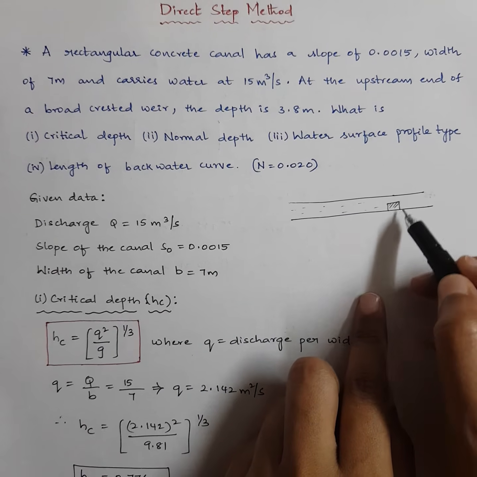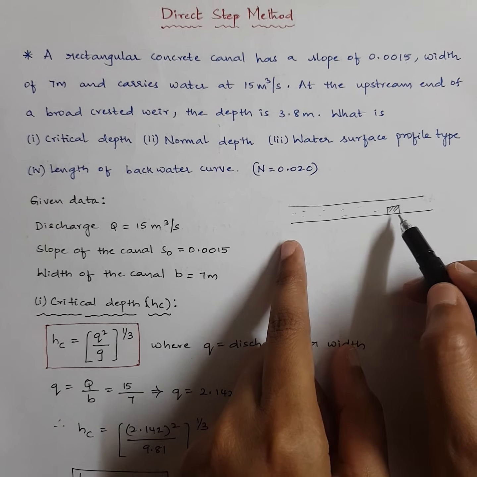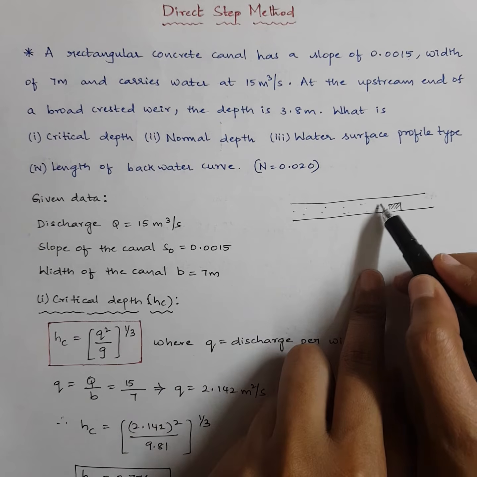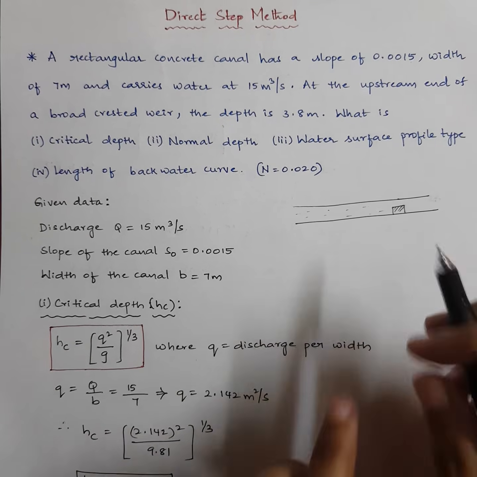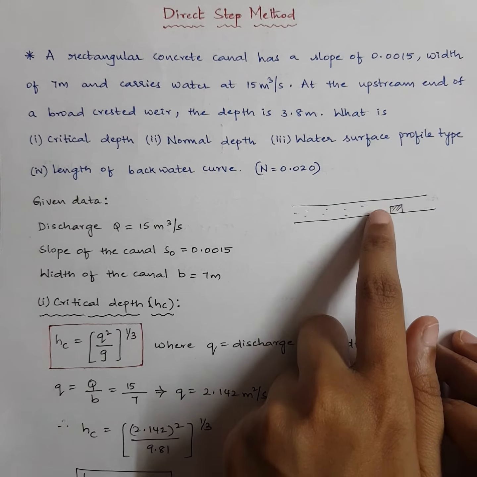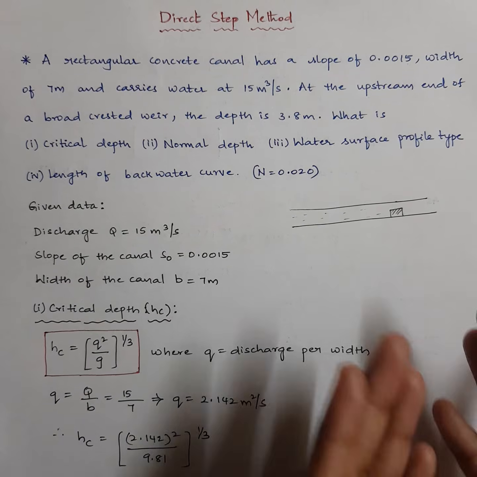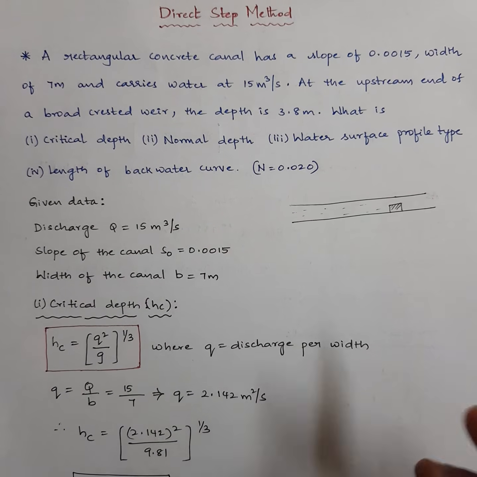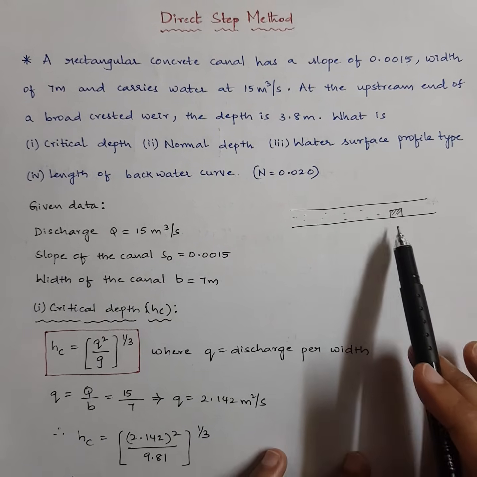weir. For this broad crested weir, this left side is the upstream side, but for the canal it is the downstream side. So here the depth is 3.8 meters, and he is asking what the water surface profile is at this 3.8 meters. How is the water profile looking? We also have to check the slope, and then only we can decide the water profile. He's also asking what is the length of the backwater curve.